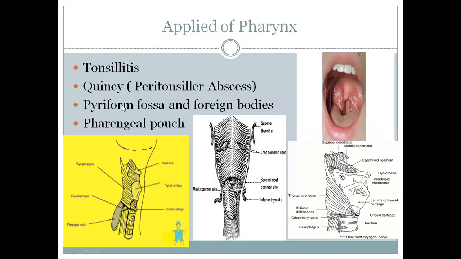The inflammation of the tonsils is called tonsillitis. These are the large, enlarged tonsils along with pus. Quinsy is pus in the peritonsillar area: the connective tissue around the tonsils gets inflamed and then gets pus around the tonsils. So this is called quinsy.